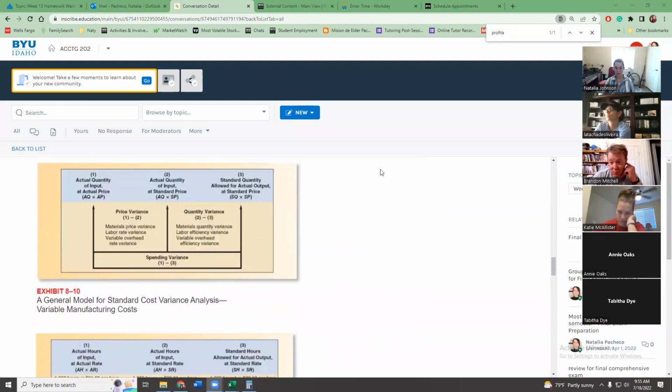So chapter 9, remember that we have this for direct materials, direct labor, and manufacturing overhead. And remember to do it in 3 columns. So the direct materials is actual quantity of material times actual price. And then the third one is standard quantity times standard price. And then the second one is actual quantity times standard price.